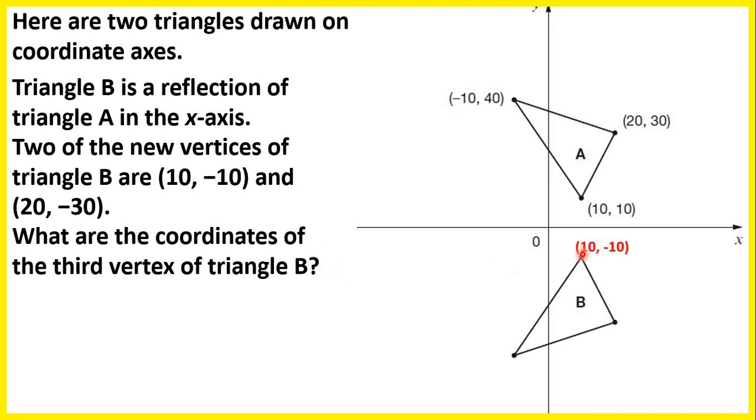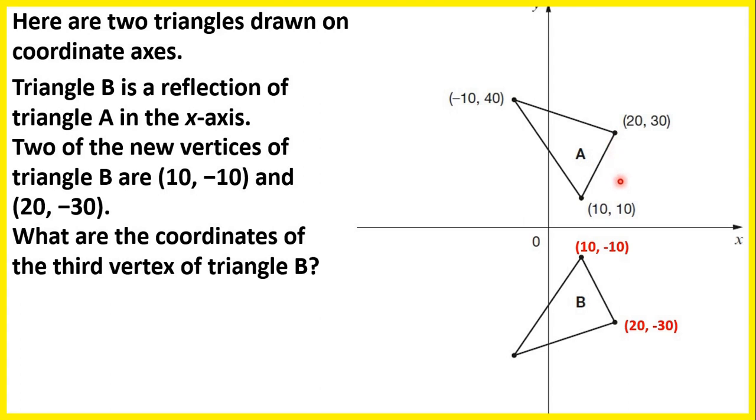So this point here will be (10, -10), because we can see if we go down from this point, or if we go up from this point, we have the same x-coordinate. So the x-coordinate stays the same, but the y-coordinate changes, because if we go across, we have a y-coordinate of 10 here, but if we go across from this point, we can see that our y-coordinate will be below 0. So that's minus 10, because the x-axis is the line of reflection. And here we'll have (20, -30).